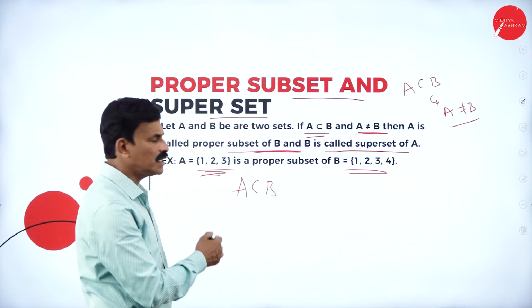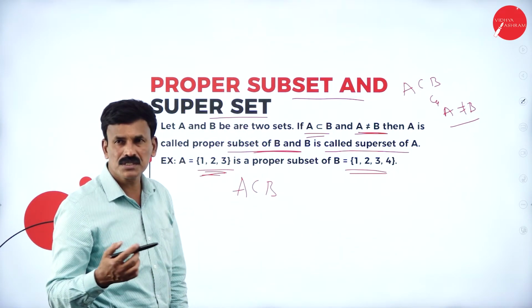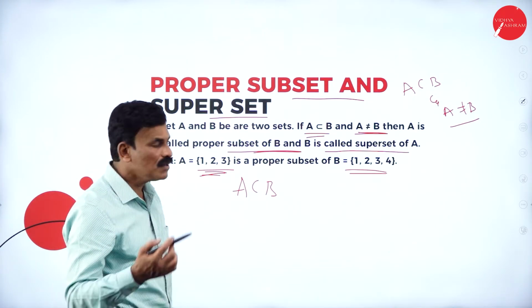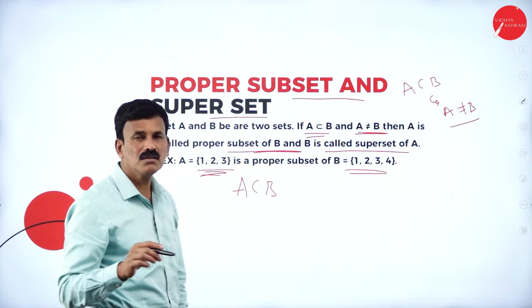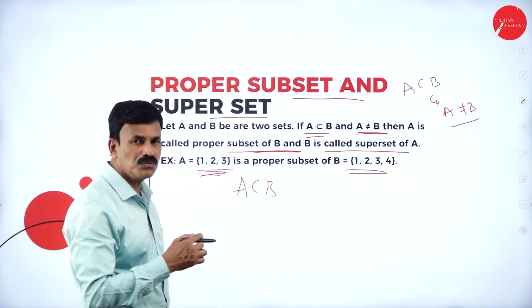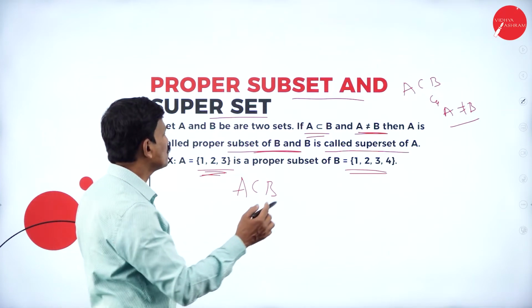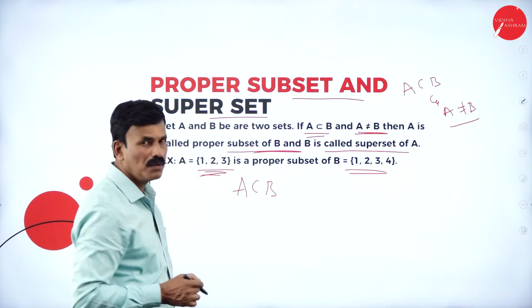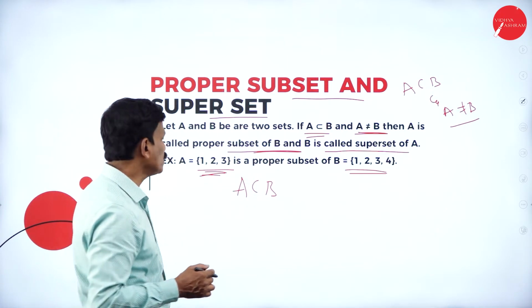1, 2, 3 is contained in A. 1, 2, 3 is also in the set B. Therefore, A is a subset of B. Since all the elements of A are not equal to the elements of B, just 1, 2, 3 is there, whereas 4 is not included in the set A. Therefore, this is an example of a proper subset.